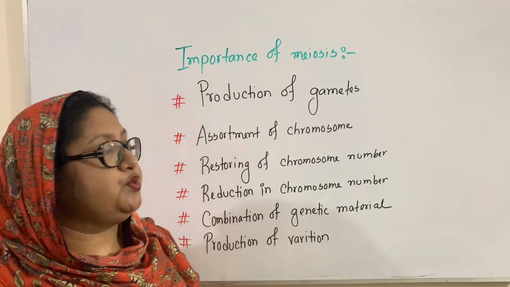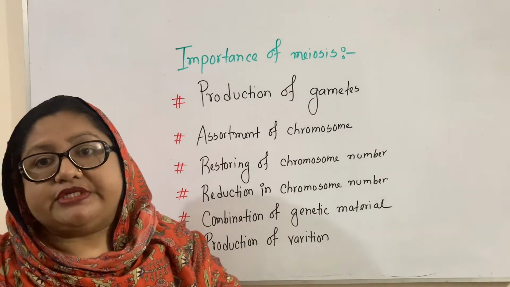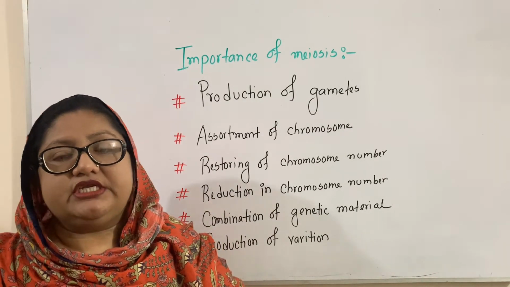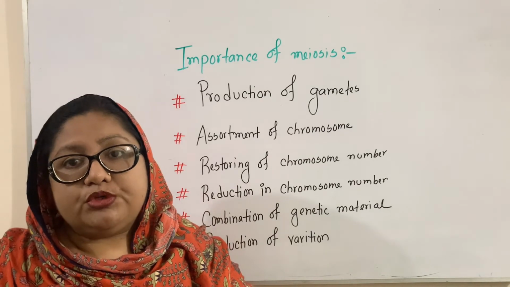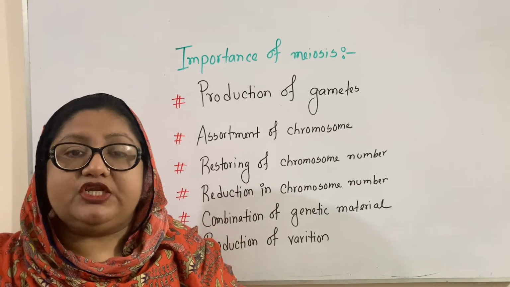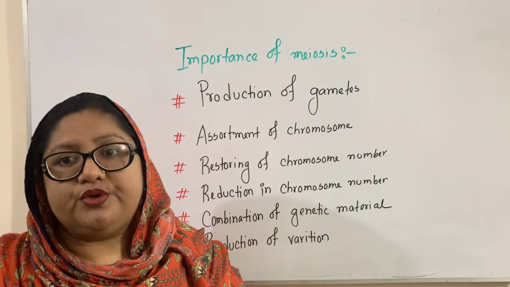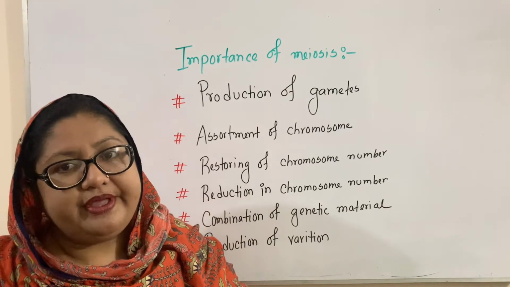Now point number 2, assortment of chromosomes. In meiosis cell division, paternal and maternal chromosomes assort independently. It causes reshuffling of chromosomes and the traits controlled by them.